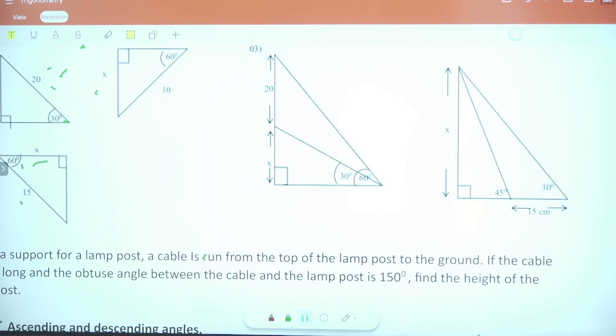Cross multiply. Then the 15 plus y goes here, and this goes there. So root 3y equals 15 plus y.